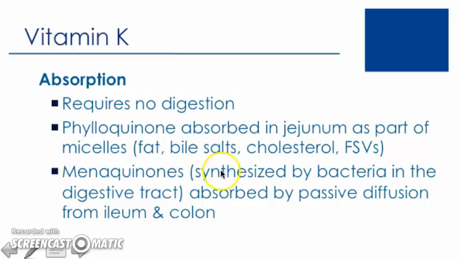We see that the menaquinones, which are synthesized by gut bacteria, are going to be absorbed by passive diffusion in the ileum and colon. However, the primary dietary source that we are going to be consuming is the phylloquinone form.